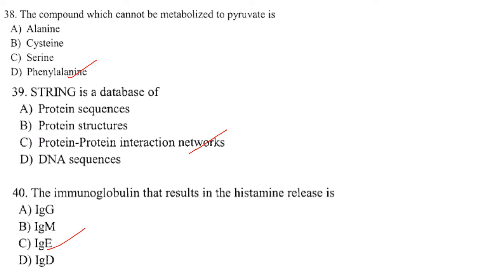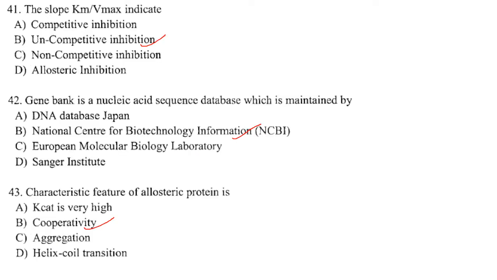The compound which cannot be metabolized to pyruvate, that is phenylalanine, cannot be metabolized. Then STRING is a database of protein-protein interaction networks. Answer is option C. Then immunoglobulin that result in histamine release. This is a repeated question. It is IgE. Answer is option C. Then the slope of Km by Vmax indicate. It indicate uncompetitive inhibition. Because in uncompetitive inhibition, the slope doesn't change. Answer is option B.